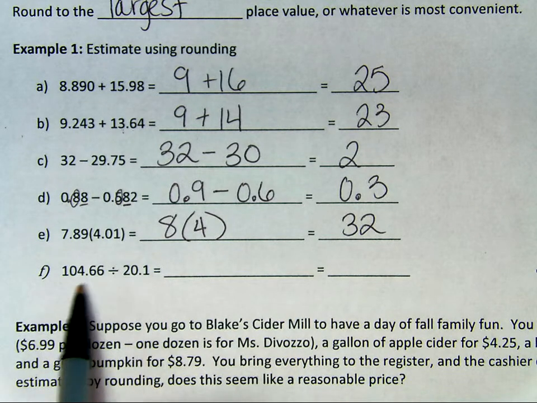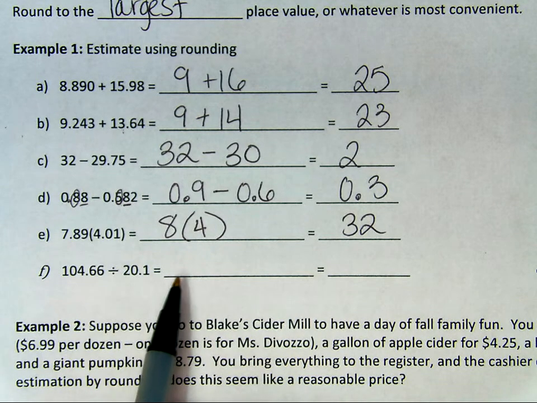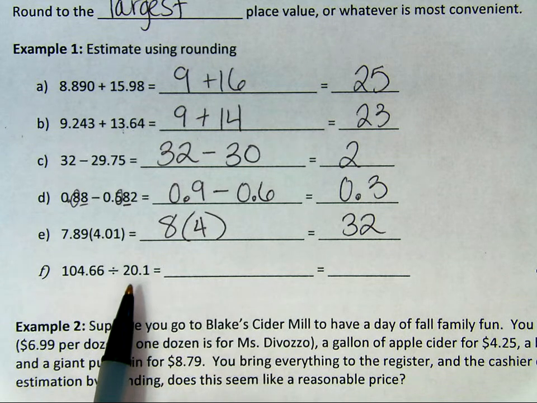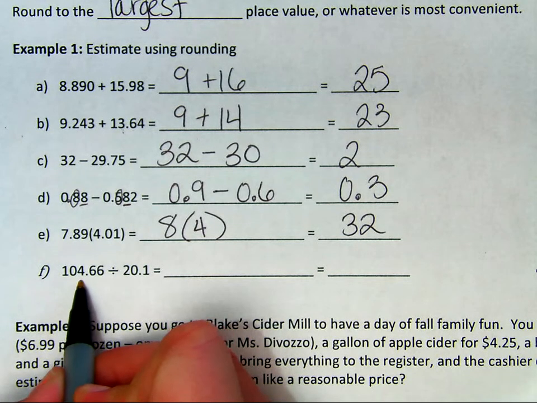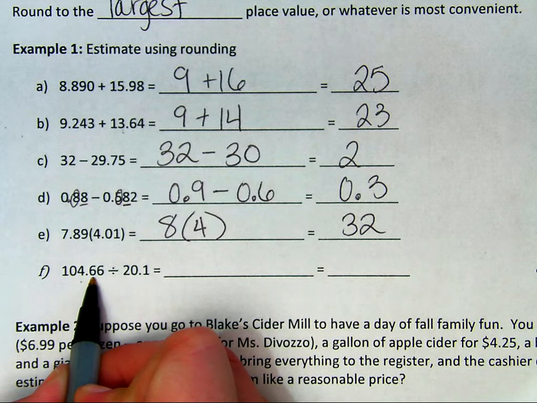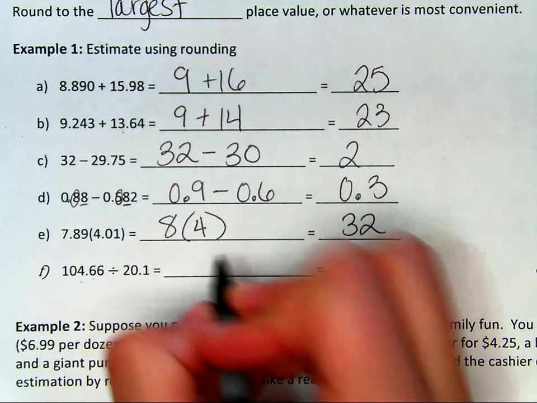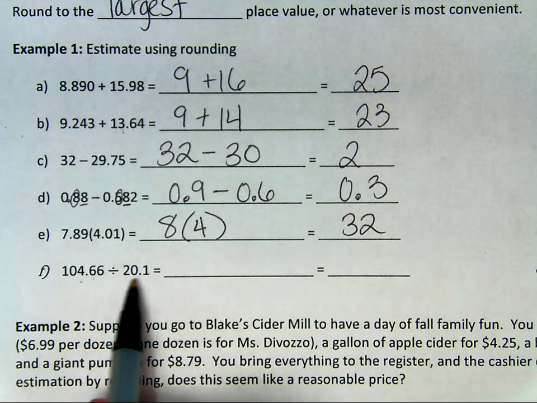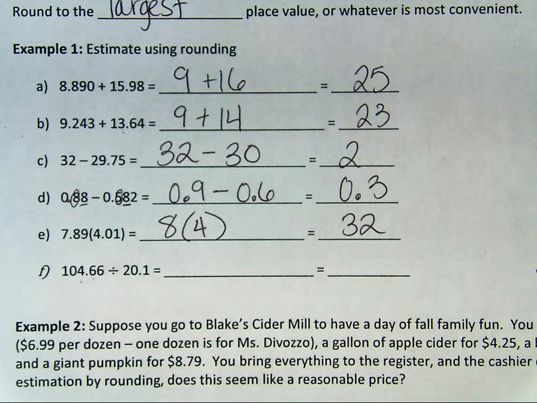Next, I have a division problem, so my answer is going to be a quotient. Again, I'm going to round to the nearest ones place. So here's my ones place. The 6 tells me to round up. So this, well, you know what? That might be a little bit tricky to do in my head, because this is going to be 105 divided by 20. So when you have a question like this, it might be convenient to round to a different place value.